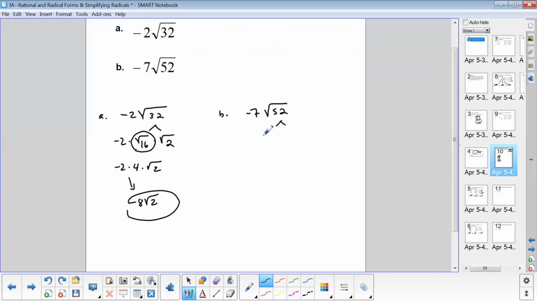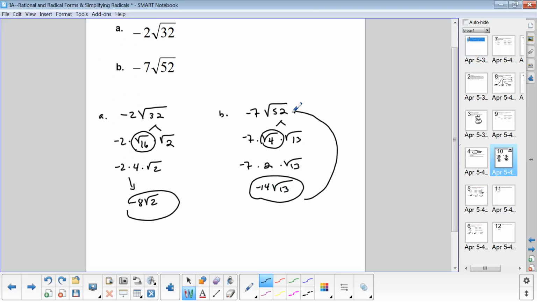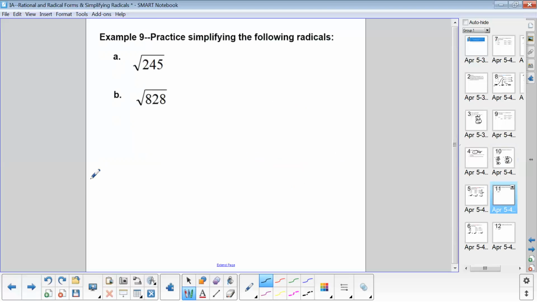And the square root of 52, I'm looking for 2 factors. And that would be 4 and 13. 13 is prime. Square root of 4 will be a perfect square. So it becomes 2. So I get negative 14 times the square root of 13 is the simplified form of this. Let's look at the next one.